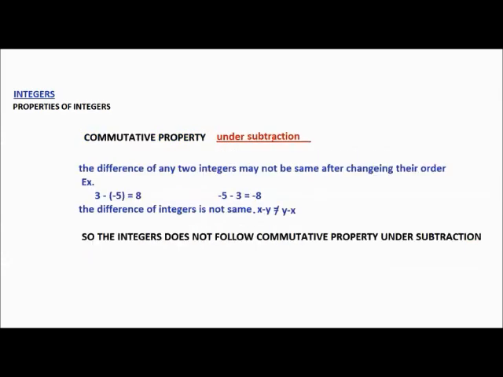Commutative property under subtraction. The difference of any two integers may not be the same after changing their order. Here 3 is an integer and subtracting minus 5 becomes 8. And now we are changing their order. Minus 5 and minus 3 is equal to minus 8. So the difference of integers is not the same. So x minus y doesn't equal y minus x. So integers do not follow the commutative property under subtraction.